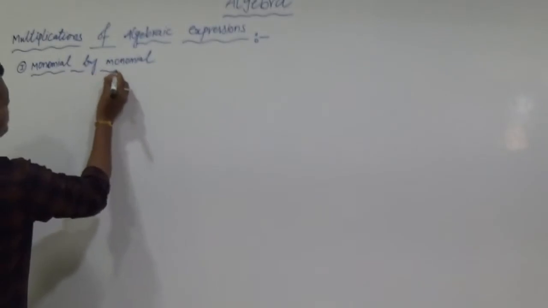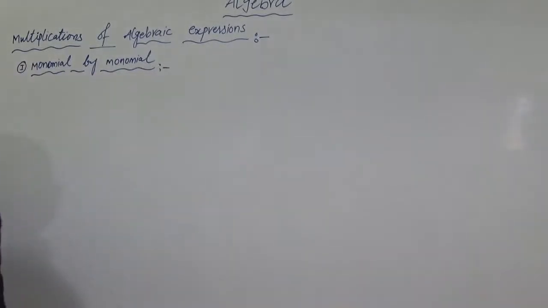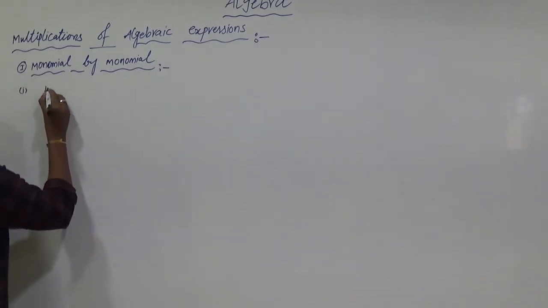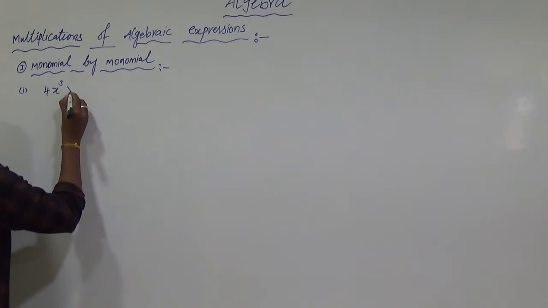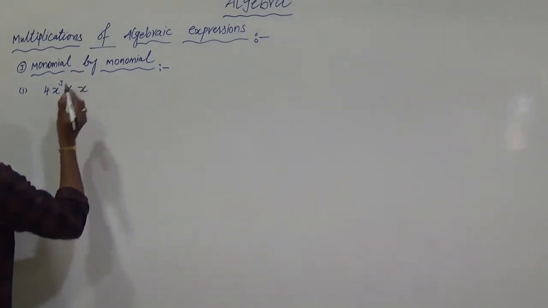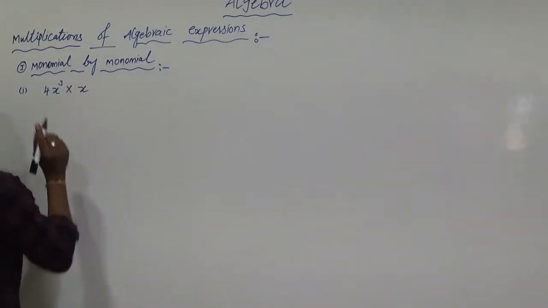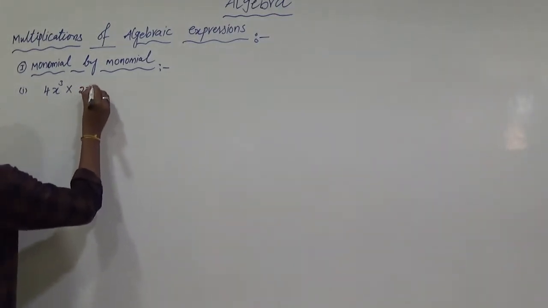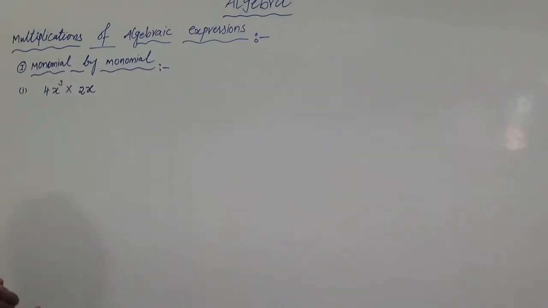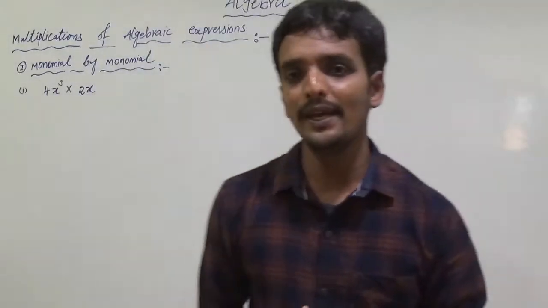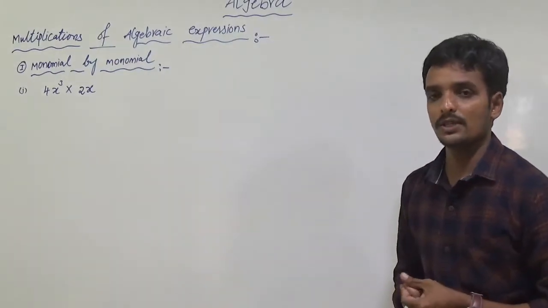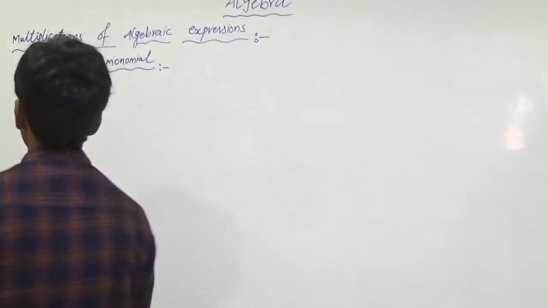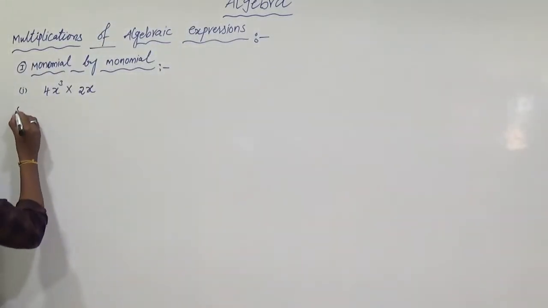Monomial by monomial means one term into one term. In that way, the first problem is 4x cube into, I am giving you somehow easy, that is 2x. We have to multiply two monomials. Monomial by monomial. 4x cube is a monomial. 2x is also a monomial. Now we are multiplying monomial into monomial.